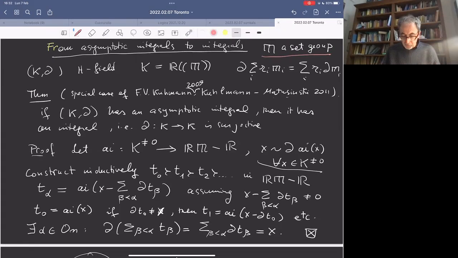So if you have a field of this form and you have asymptotic integrals, then you have integrals. Now let's come to the surreal numbers. Let's look at the situation in the surreal numbers. First of all, we need to check that they do have asymptotic integrals. So we have to compute the psi set, Rosenlicht's psi set for the surreals. Secondly, the surreal numbers are not exactly a field of this form, but are a directed union of fields of this form. And so we have to take some care.